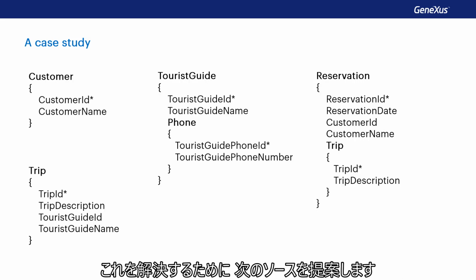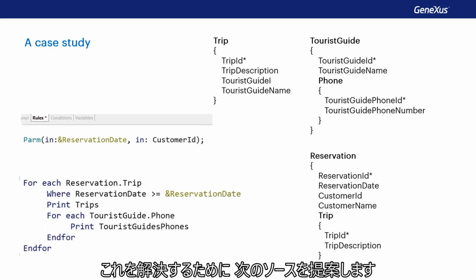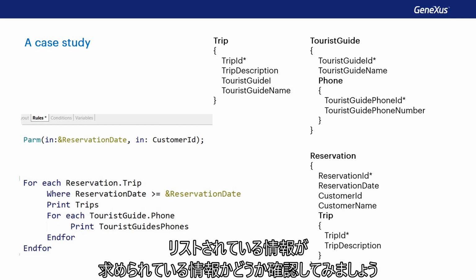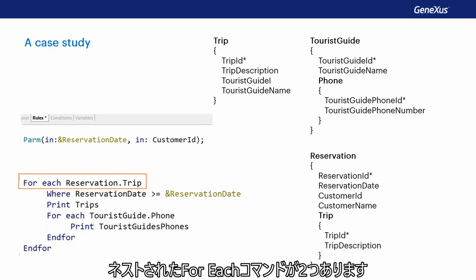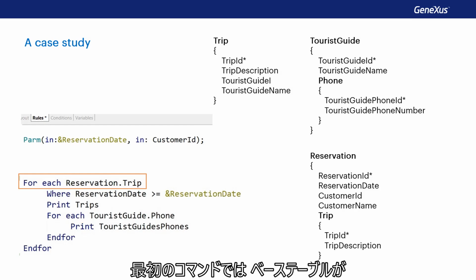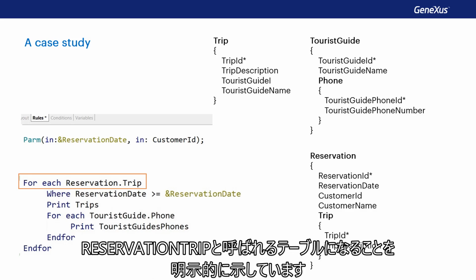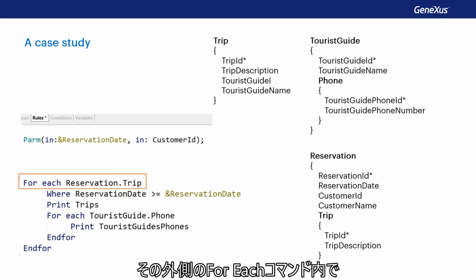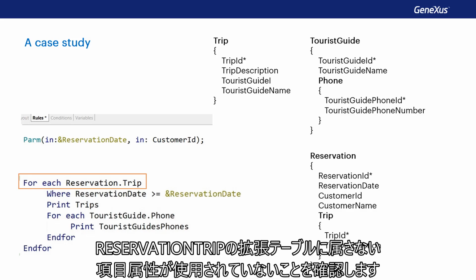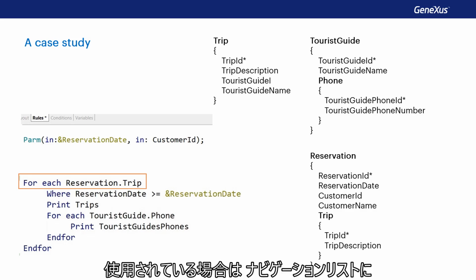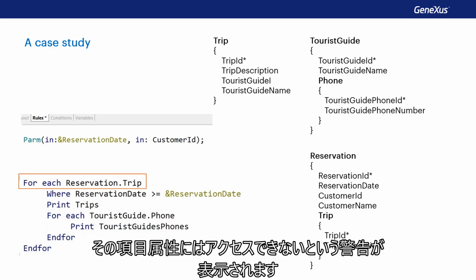To solve this, we propose the following source. Let's examine if the information listed is the one we're asked for. There's a couple of nested for each commands. In the first one, we explicitly say that the base table will be the one corresponding to the trip level of the reservation transaction, that is to say, the one called reservation trip. We confirm that, within that external for each command, no attribute is being used that doesn't belong to the extended table of reservation trip. If so, the navigation list will show a warning that this attribute is not accessible.